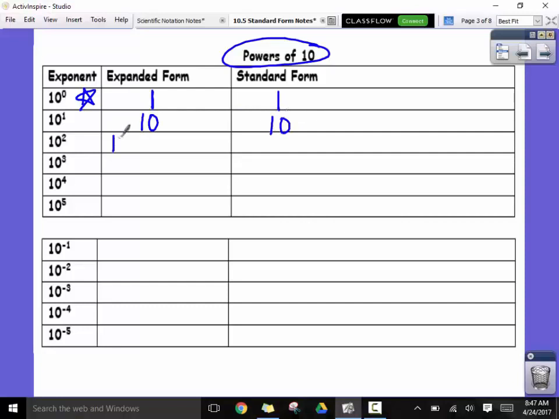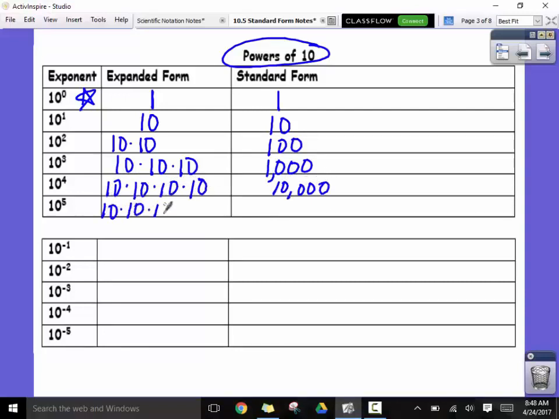10 to the second power means 10 times 10. Well, 10 times 10 is 100. 10 to the third power, 10 times 10 times 10, which is 1,000. 10 to the fourth power, you can kind of figure out the pattern here: 10 times 10 times 10 times 10, which is 10,000. And 10 to the fifth power, 10 times 10 times 10 times 10 times 10, is 100,000.